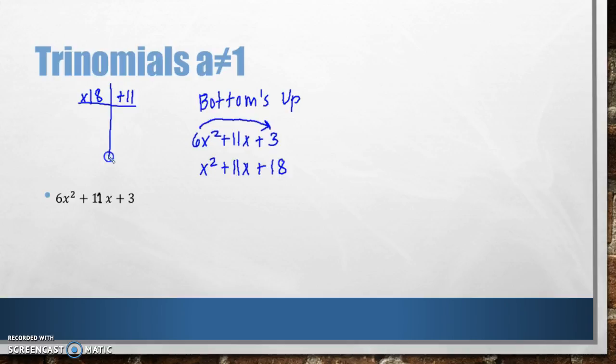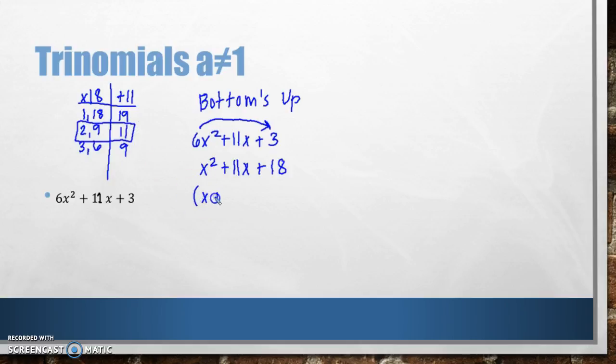Now, because I have all positives, all of my factors are going to be positive. So we have 1 and 18, 2 and 9, 3 and 6, and then 4, 5 doesn't go in, so then I'm back at 6 and 3. Once you get to where you repeat, you have all of your factors. So I've got 1 and 18, which gives me 19, 2 and 9, which gives you 11, and 3 and 6 gives you 9. I want 11, so my factors are 2 and 9.